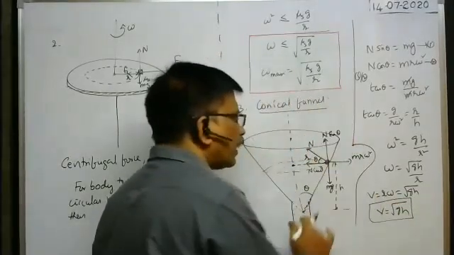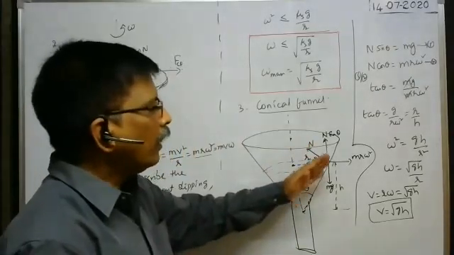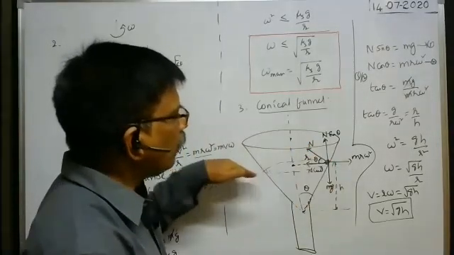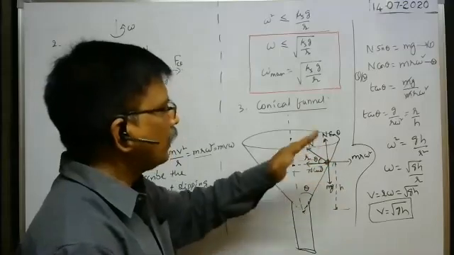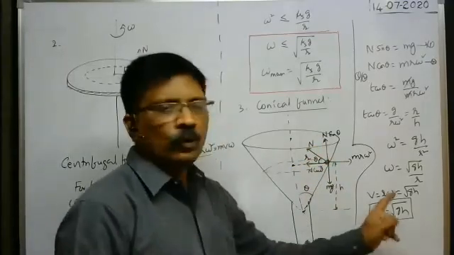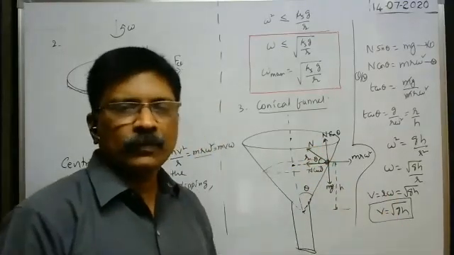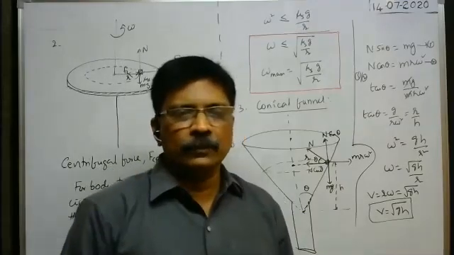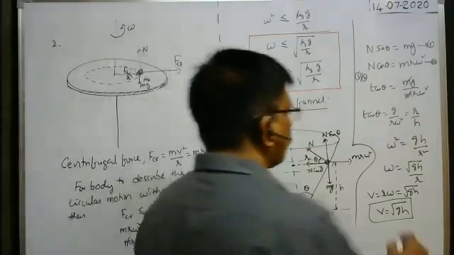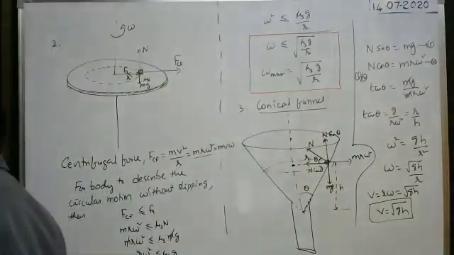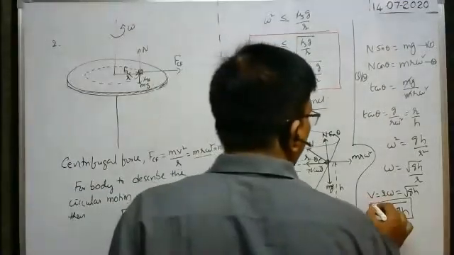Therefore the speed with which the particle is to be rotated, so that the particle neither rises upwards nor falls downwards in the conical funnel, and moves with constant speed in the same horizontal plane at a height h, the speed of the particle must be root gh. That is the formula, root gh. Okay, right, this is the formula. It is very, very important one.